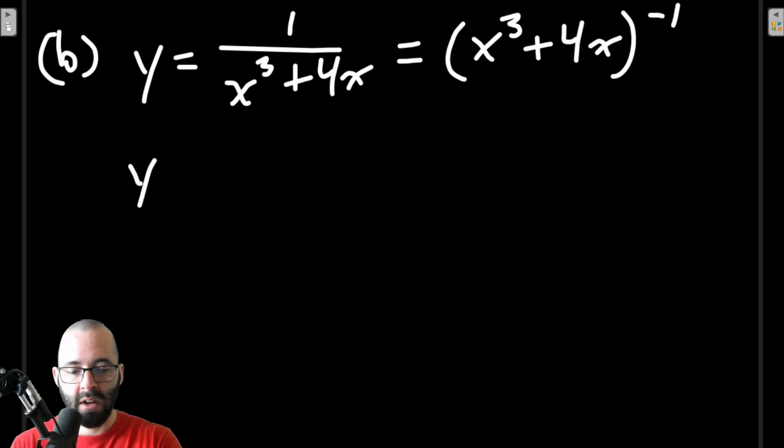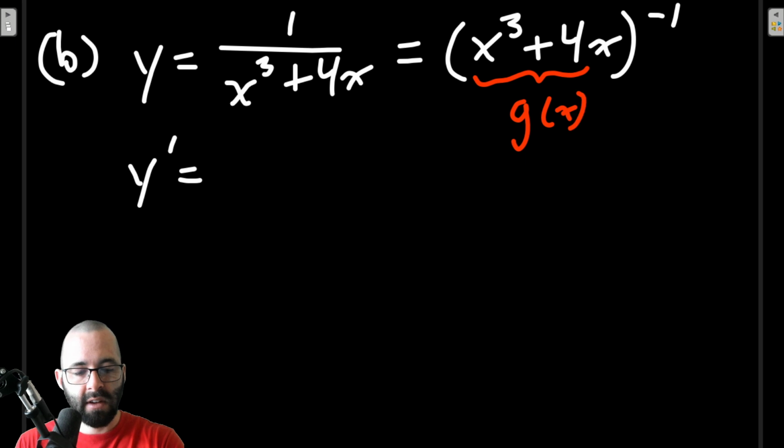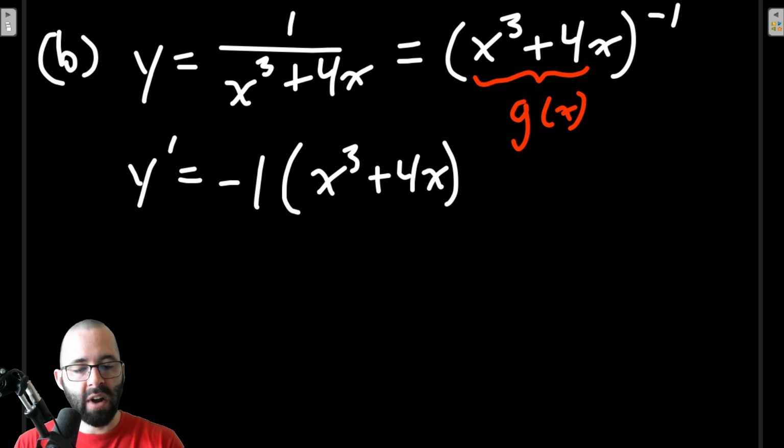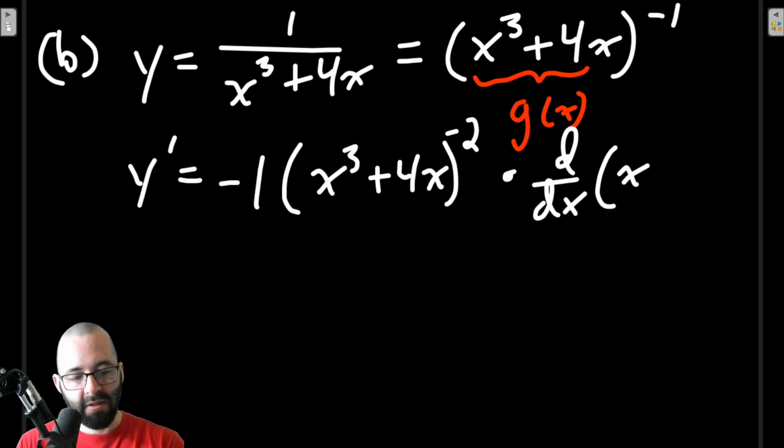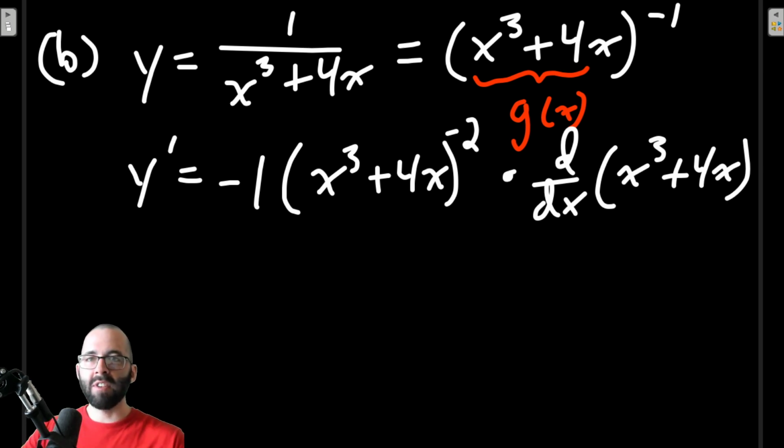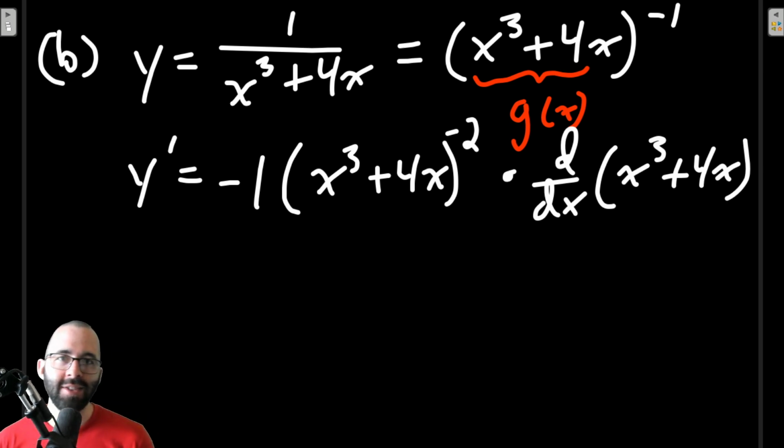So let's do it. Y prime is going to be the derivative. And again, what do we have? This inside is our g of x. The general power rule says bring the exponent down, leave g of x alone, subtract 1 from the exponent, and then multiply by the derivative of that inside function. Derivative of the inside function will be the derivative of x cubed plus 4x. Hooray! We get to use the sum rule, the constant multiple rule again. So that's kind of exciting.